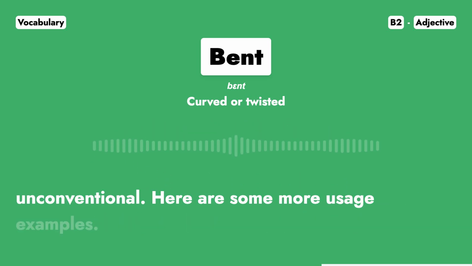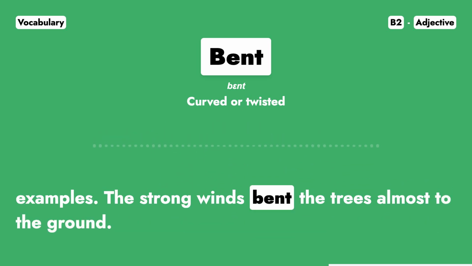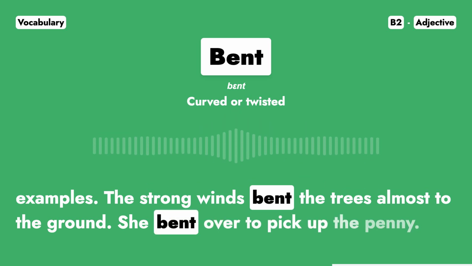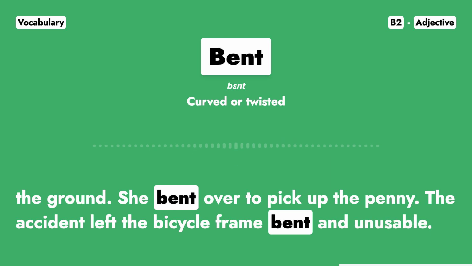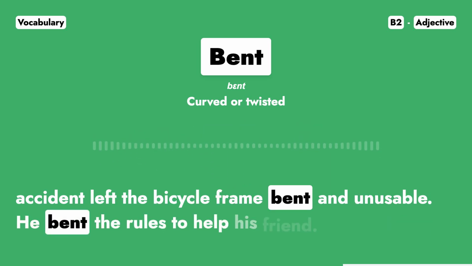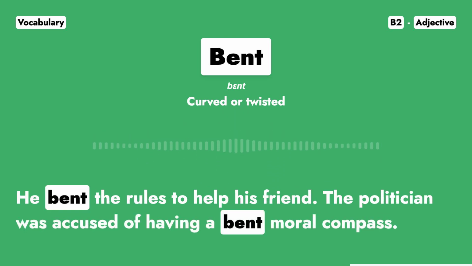Here are some more usage examples. The strong winds bent the trees almost to the ground. She bent over to pick up the penny. The accident left the bicycle frame bent and unusable. He bent the rules to help his friend. The politician was accused of having a bent moral compass.